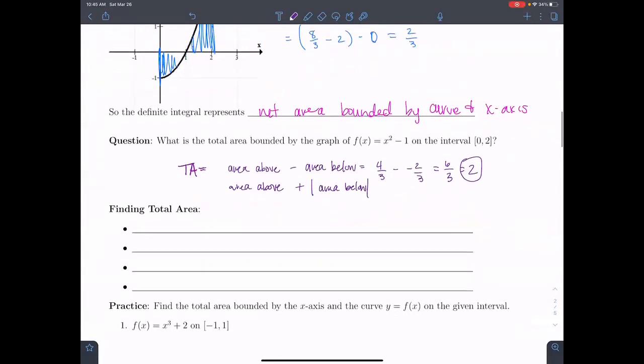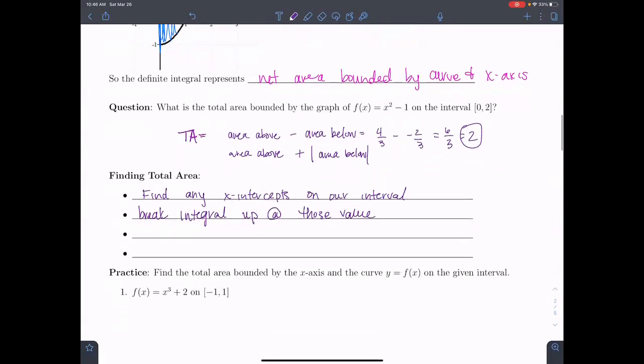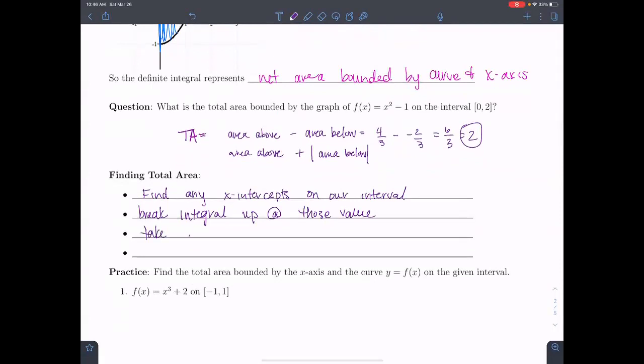So to find the total area, what we're going to do is find any x-intercepts on our interval. Then we're going to split the integral up, so break the integral up at those values. Then you're going to take the absolute value of each piece, or each area, and then add it together.